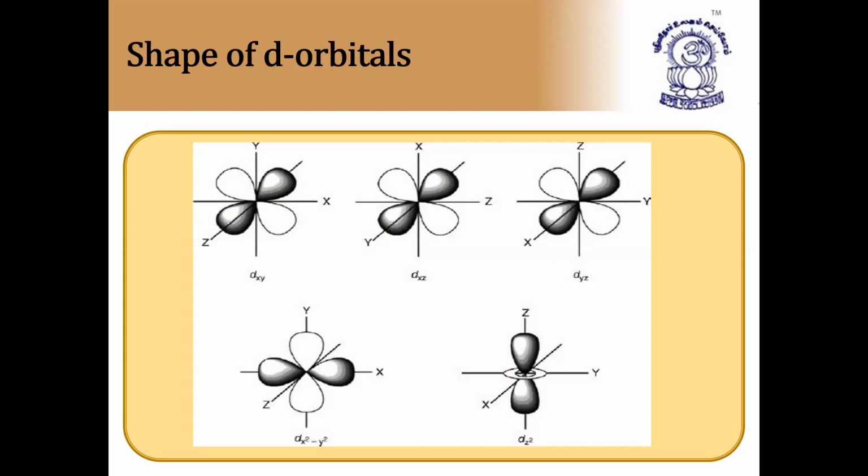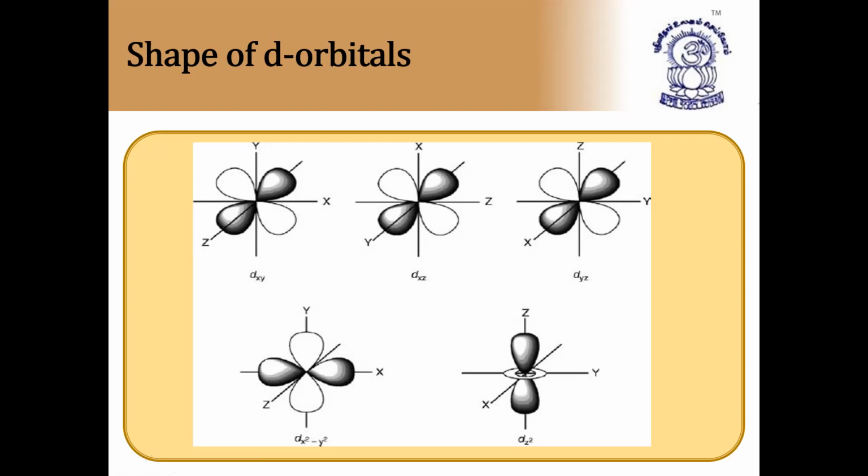And if you see here, dz square is different. This shape, dz square, is different. It is also like a dumbbell shape, but it is not a double dumbbell, only a dumbbell shape. That's why it has a different shape. At the center you have a ring and you have 1 dumbbell. And here we have 2 dumbbells: dx square minus y square. We have 2 dumbbells. dxy is also a double dumbbell, dxz is a double dumbbell, dyz is a double dumbbell. So these 4 are double dumbbells, whereas dz square is different.